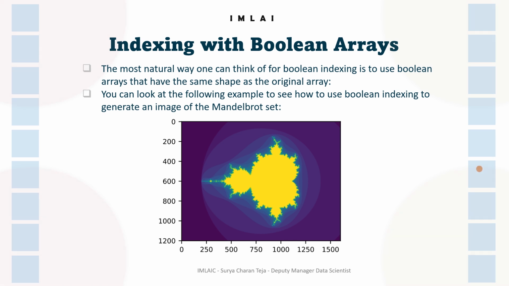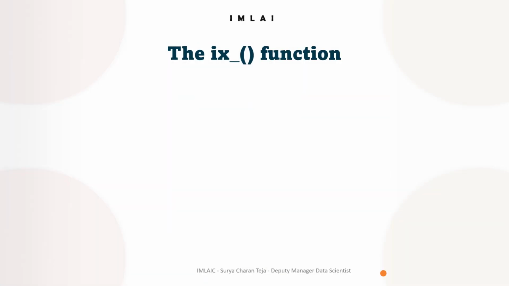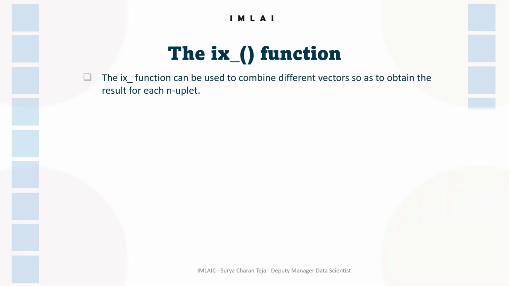Now let's look into the vectors. For that we need to work on the ix_ function. The ix_ function can be used to combine different vectors so as to combine the result for each n-tuple. Let's take one example.